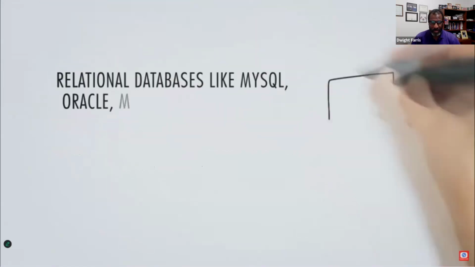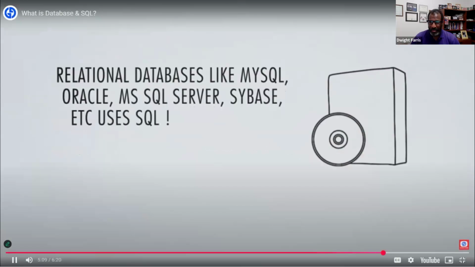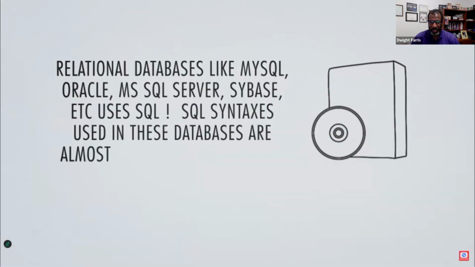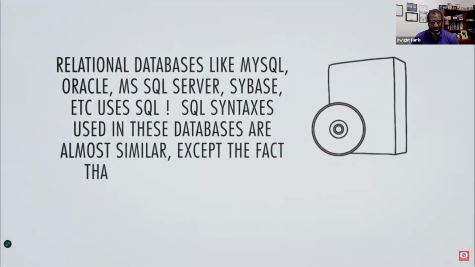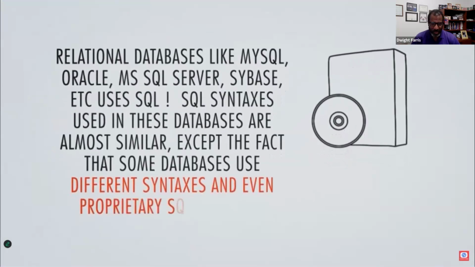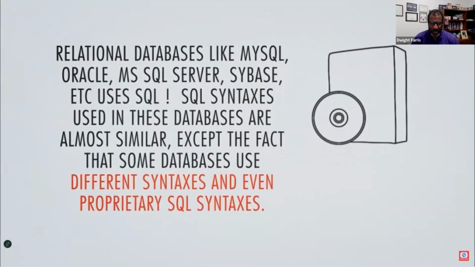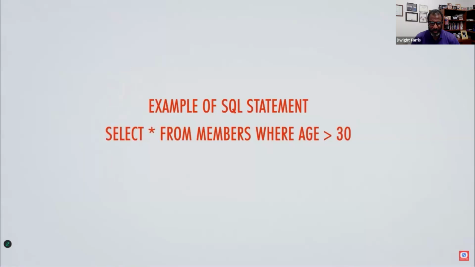Relational databases like MySQL, Oracle, MS SQL, Sybase, etc. use SQL. SQL syntaxes used in these databases are almost similar, except the fact that some databases use different syntaxes and even proprietary SQL syntaxes. An example of an SQL statement: SELECT * FROM members WHERE age > 30.